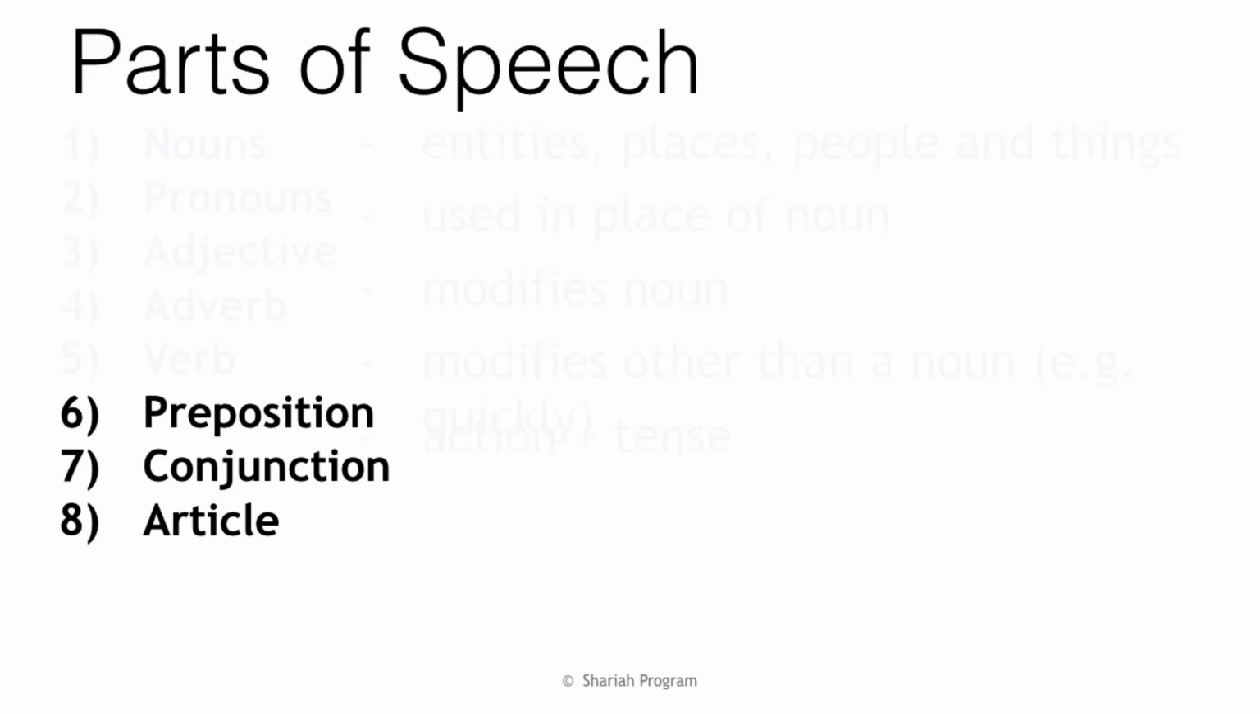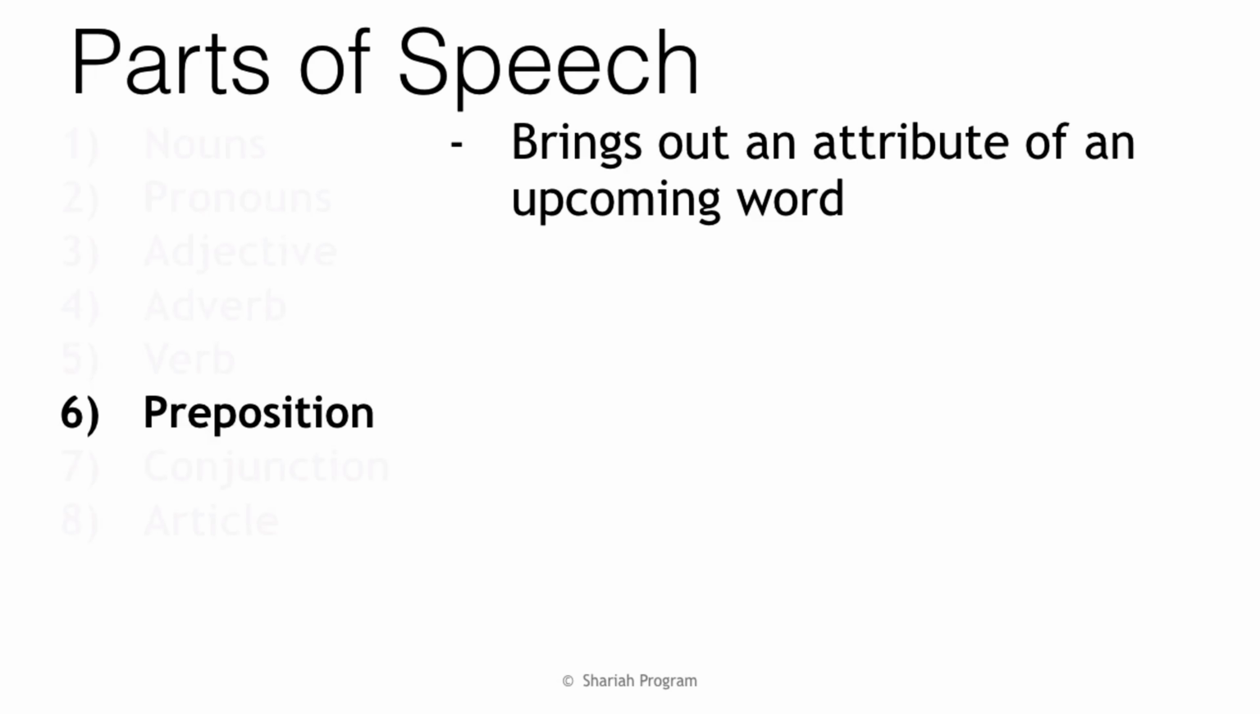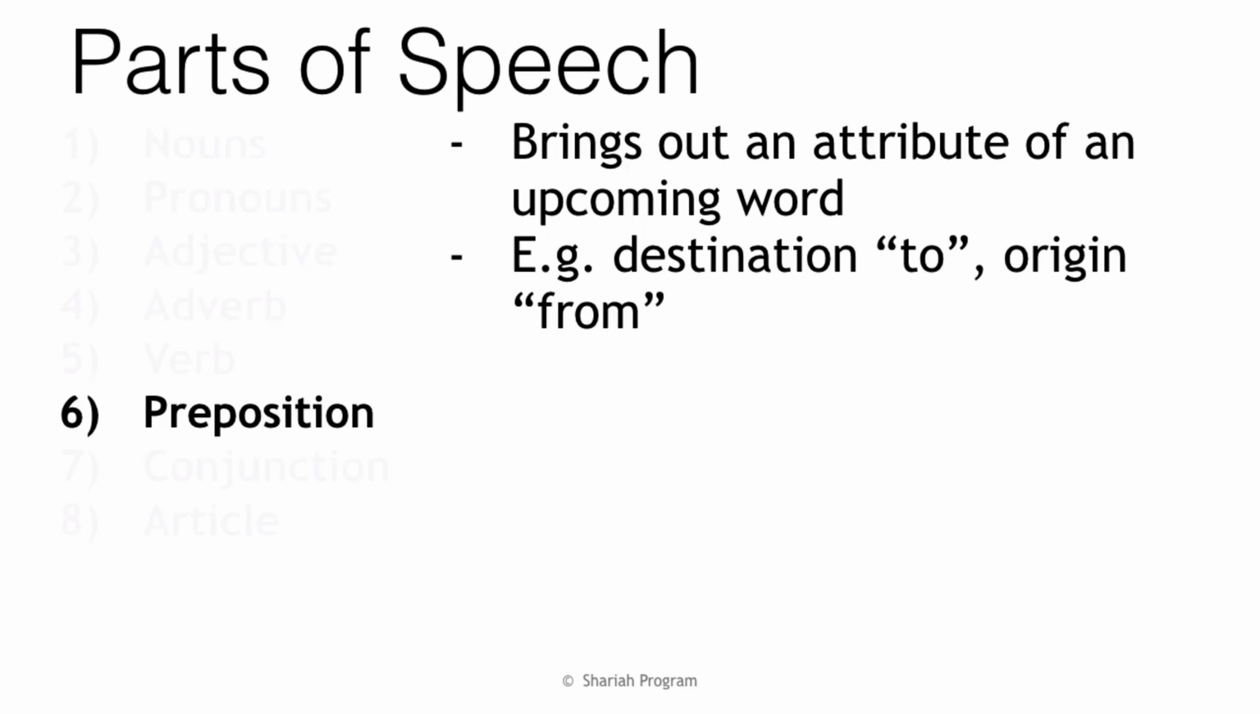So we have our 3 parts of speech. Prepositions. What is a preposition? A preposition is a part of speech in English that brings out an attribute of an upcoming word, such as the word from, or like the word to. So to indicates destination, and from indicates origin. So when you line up the word from with an upcoming word, and you say something like, I traveled from Basra to Kufa. Basra is the name of a city, and Kufa is the name of another city. So what the word from did is it told us that Basra is the origin of the travel.